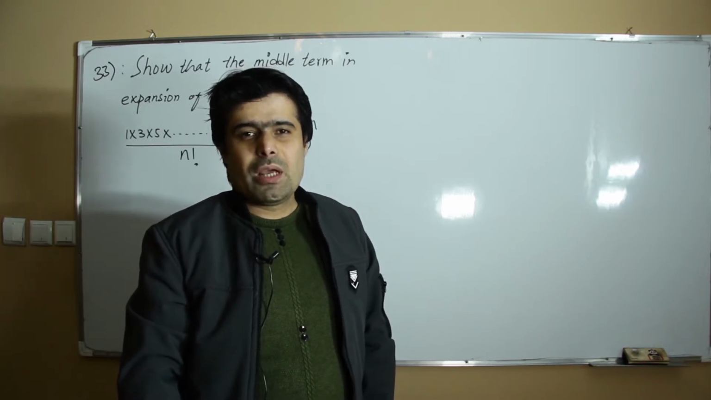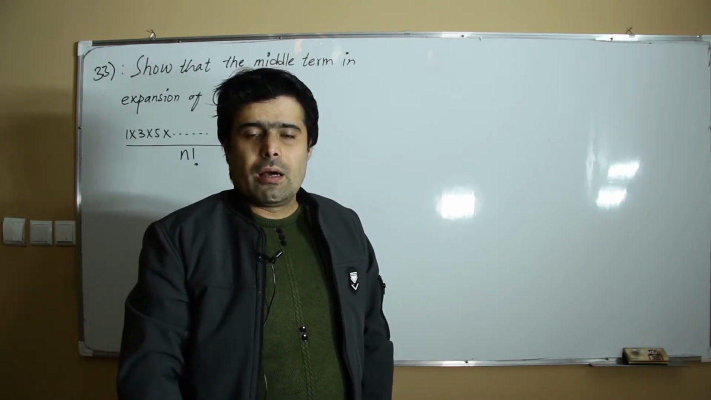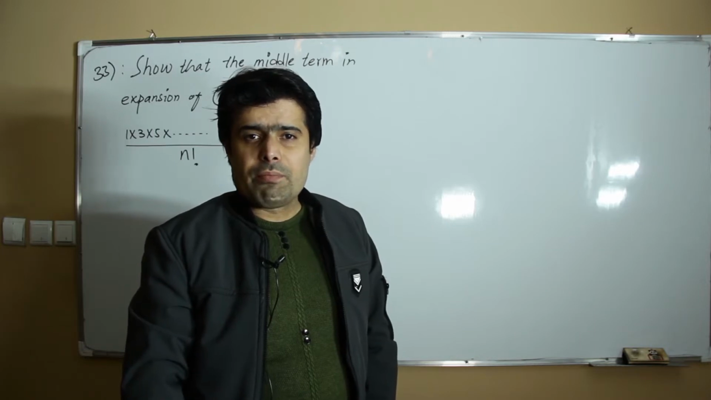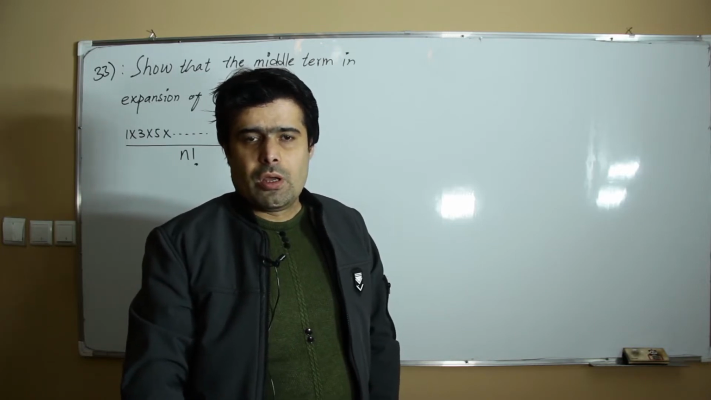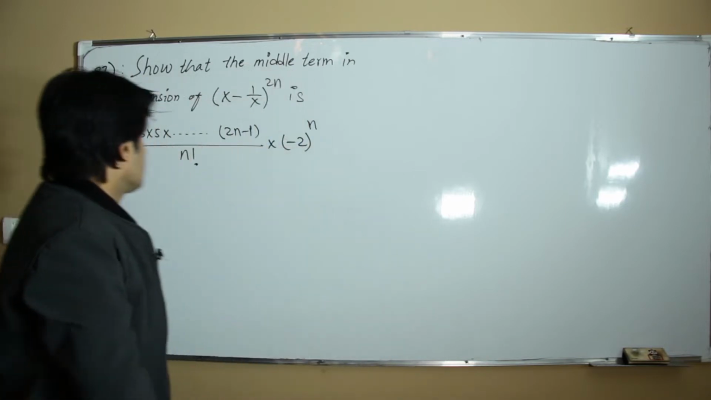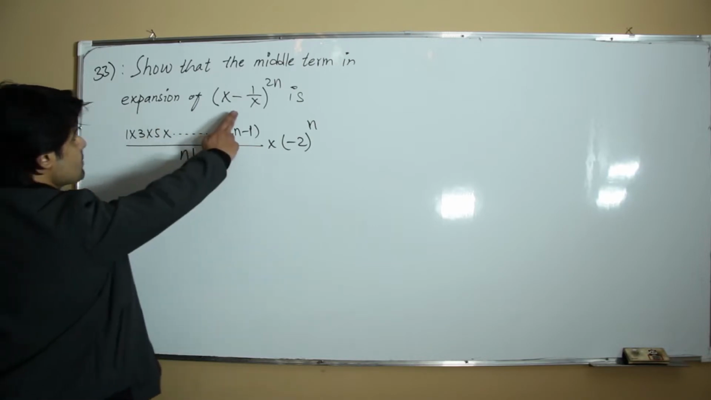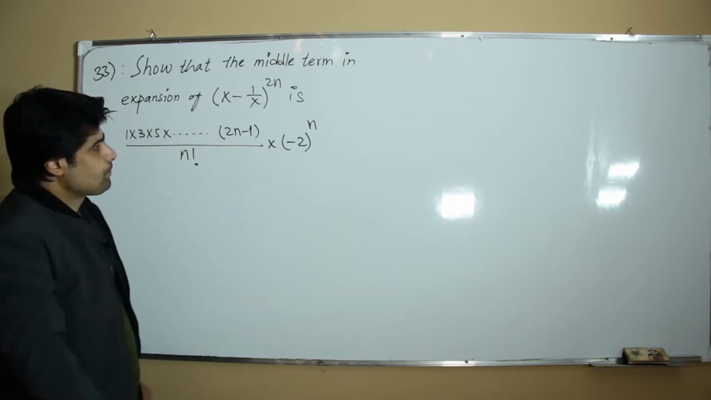By the way, today we have our sixth lecture on binomial expansion. And obviously, we will have our most precious and tricky examples in this lecture. We will start from question number 33. Show that the middle term in this expansion is this one.